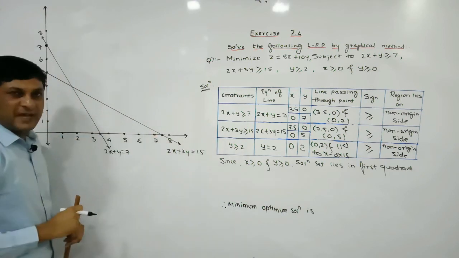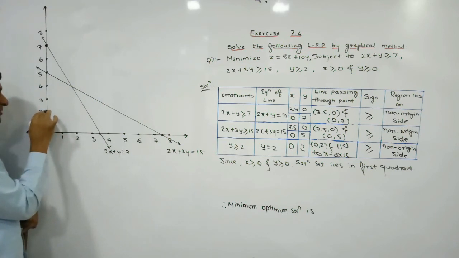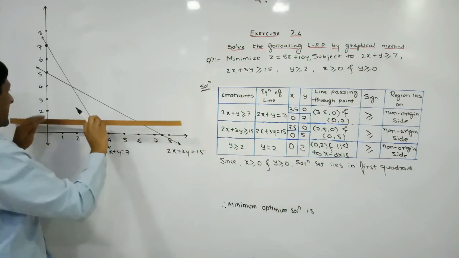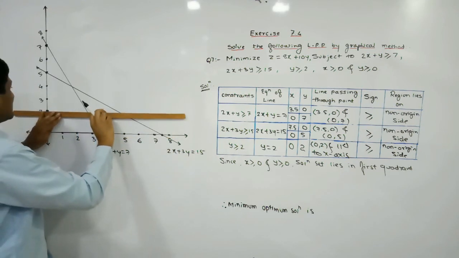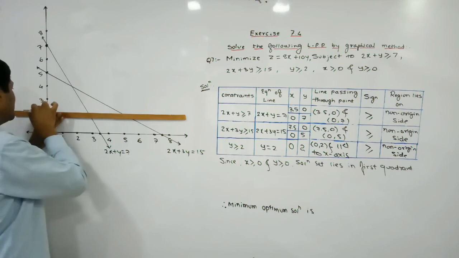Now observe the third line, which passes through which point? 0, 2. So 0, 2 is a point on the y-axis, and our line is parallel to the x-axis and passes through this point. So draw a line parallel to the x-axis and passing through this point.